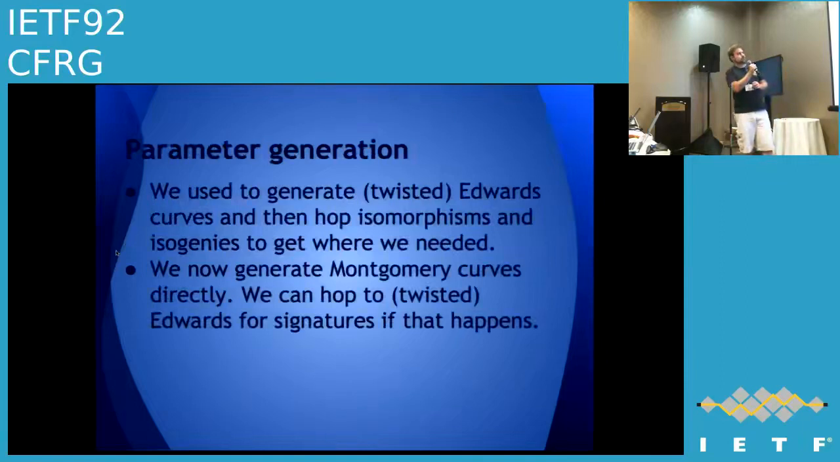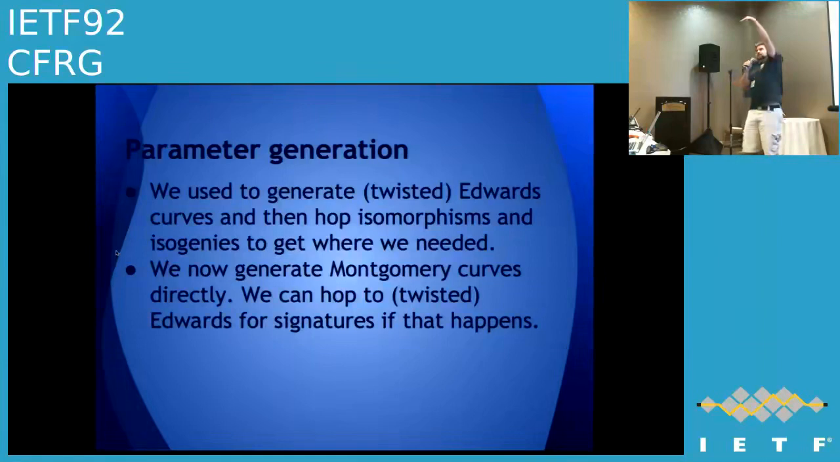So the parameter generation originally was taken from Microsoft's draft, and it has now been completely replaced. We used to generate twisted or untwisted Edwards curves depending on the prime mod 4. And then once we got these Edwards curves, we would do isogeny and isomorphism hops to reach the point where we actually wanted, i.e. curve25519 or the other Montgomery one.